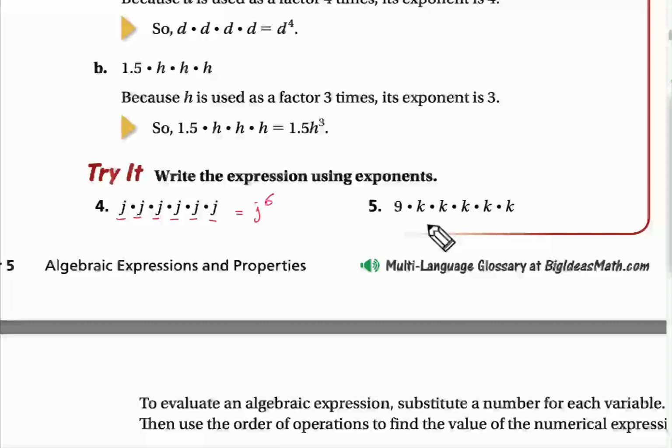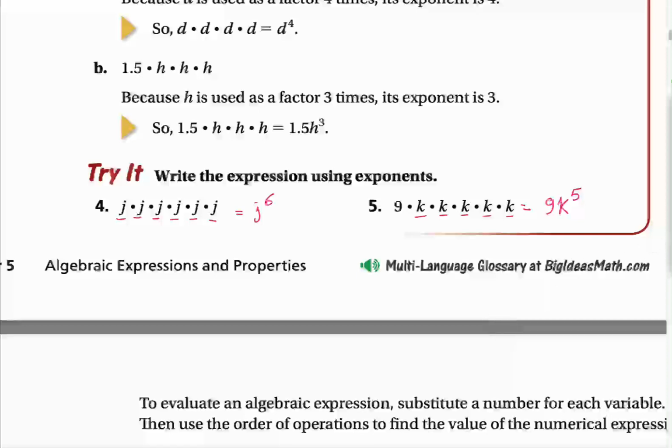Okay, the next question. Abdulaziz Shahab? Yes. Question number 5. First, we have 5 k's. 1, 2, 3, 4, 5. So the exponent is 5. And what about the 9? It's a coefficient, so we write it first. Then we can write multiplied by k to the power 5. And we can erase this dot and just write 9k to the power 5. Thank you, my hero. Good work.